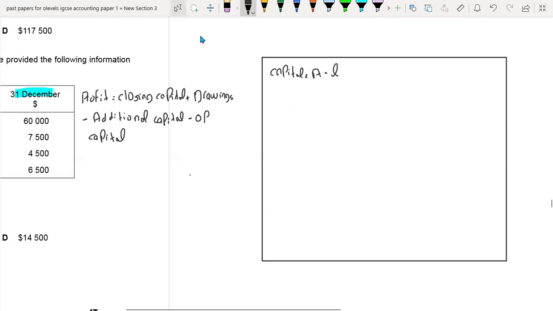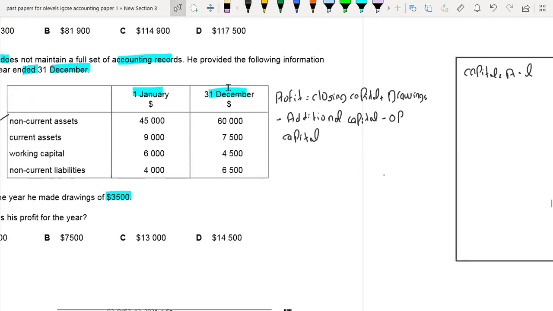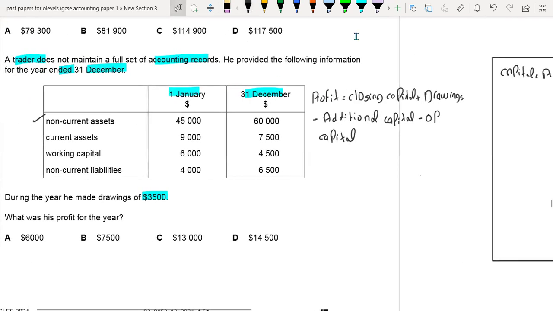Okay. But there is one more hurdle here. We have the non-current assets and the current assets, this is good, and we have the non-current liabilities, but we don't have the current liabilities. This is the main problem. But we have the working capital. Maybe you know that working capital is the difference between the current assets and the current liabilities. We have the current assets, we don't have the current liabilities, but we have the working capital.